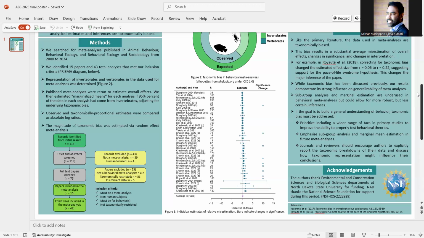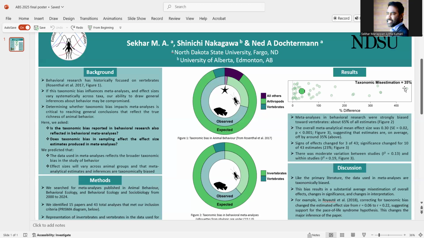Before I talk about the results, I want everyone to have a closer look at figure 1 and figure 2. So figure 1 basically talks about the Rosenthal work which they did in 2017. As you can see, around 90% of the data is of vertebrates. We would expect the other way around. We should expect that most of the work should come from invertebrates. But actually, this is what happened. And it's quite surprising.